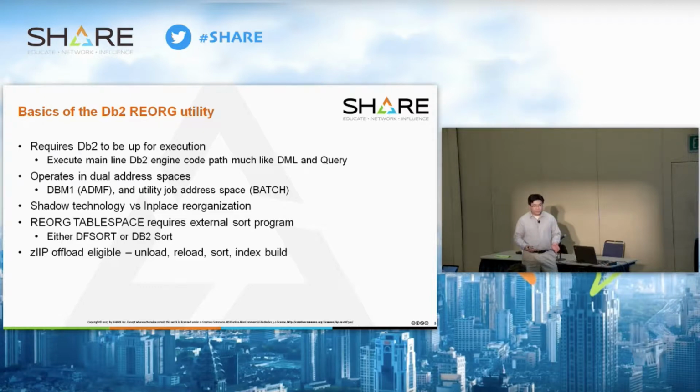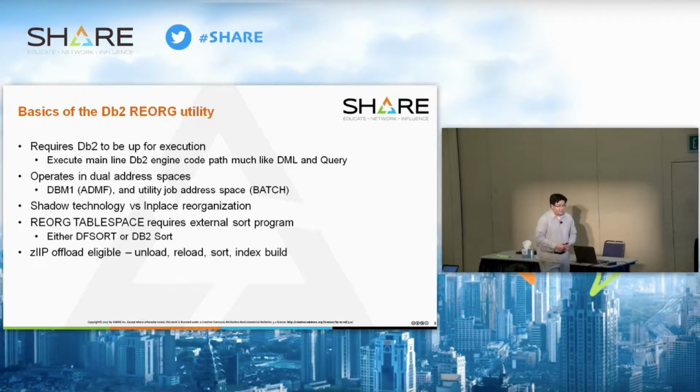Most of you know that we operate across address spaces. When you submit a JCL job, MVS will create a batch utility address space, and then we also operate on the DBM1 address space of Db2. The reason I bring this up is that in the past, we have had a lot of maintenance-related issues that you experienced because you had mismatched DBM1 and batch address space changes. So those are some of the uncommon things that we need to watch out for.